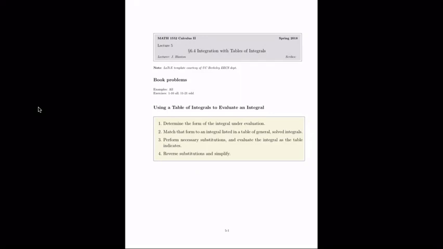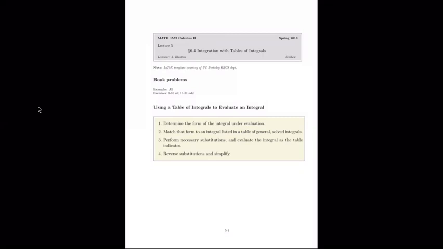So that's leading into step two, and then perform necessary substitutions. What you need to do is make sure that the integral you start with matches the table integral exactly. So either use a u substitution or whatever needs to be done in order for that to be the case. And then evaluate the integral, then reverse the substitutions and simplify the result.